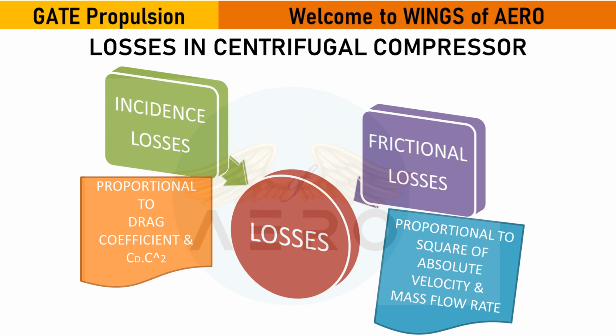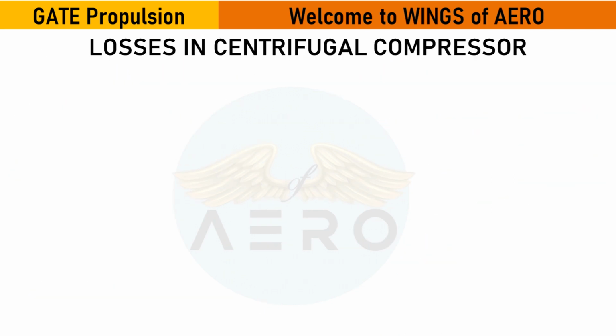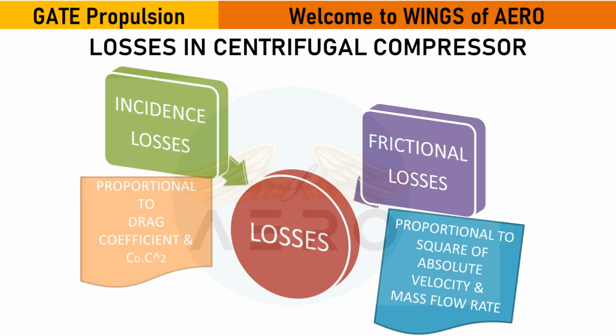So you need to remember these terminologies. The incident loss is directly proportional, which means if the drag coefficient increases, the incident loss will also increase, along with the product of drag coefficient and absolute velocity. Then comes the frictional loss. If the square of the absolute velocity increases, it will lead to frictional loss. Again, if the mass flow rate increases, as we have seen in the choking condition beyond the operating zone, that will again lead to which loss? Frictional loss.